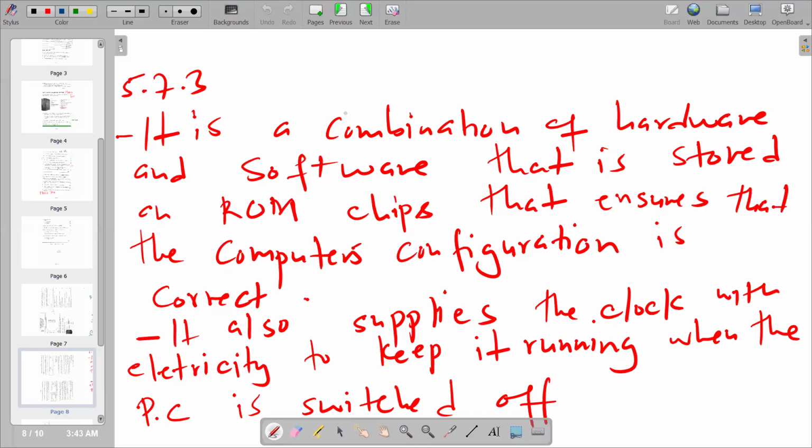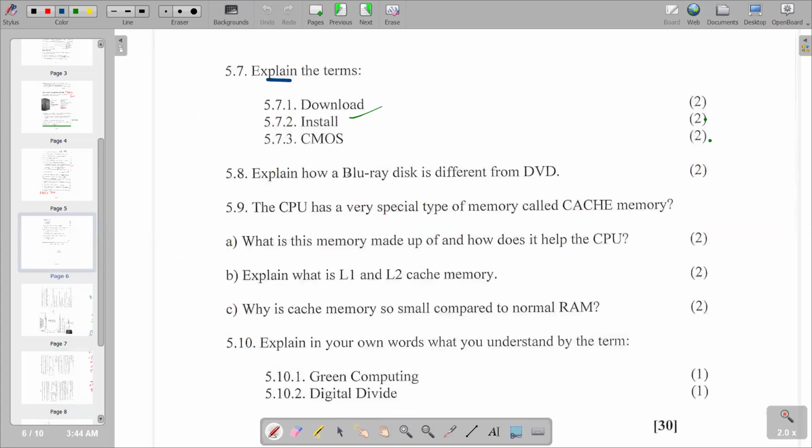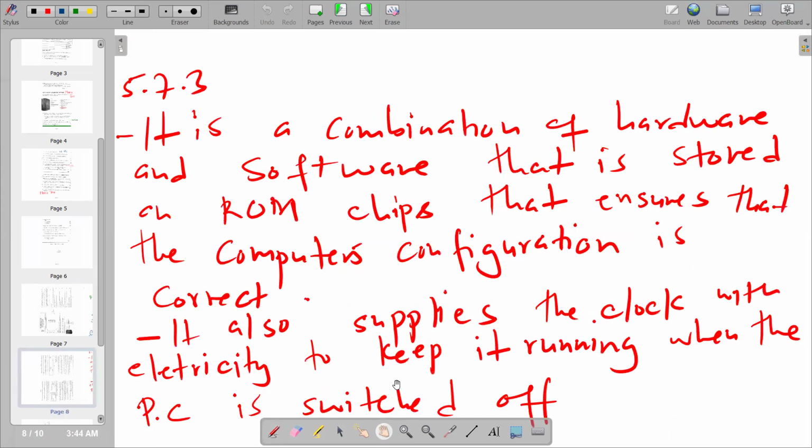The explanation that we have in terms of the CMOS is that it is a combination of hardware and software that is stored on ROM chips that ensure that the computer's configuration is correct. And we also see that it supplies the clock with electricity to keep it running when the PC is switched off. So this is an explanation in terms of CMOS. We can go to the next part of the question. We're saying explain how a Blu-ray disc is different from a DVD. So obviously we need to come up with one difference between a Blu-ray disc and a DVD. So we go to our other section and try to bring that down.